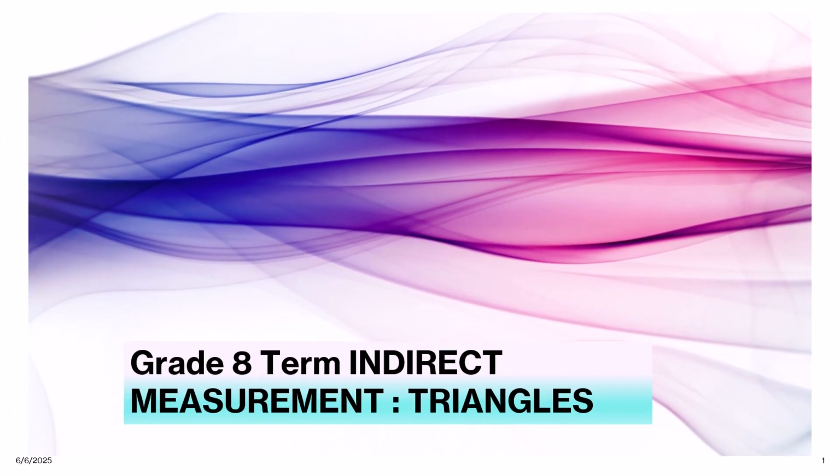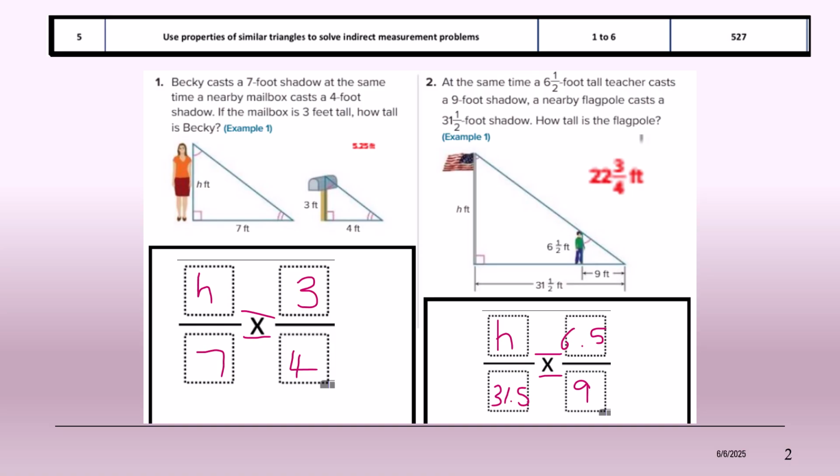Welcome to a lesson on indirect measurement using triangles. We are going to look at examples 1 to 6, which are on page 527 of your Reveal Maths textbook. And we are going to look specifically at similar triangles and how we solve indirect measurement problems. So very quickly, we need to understand that we will always have two triangles.